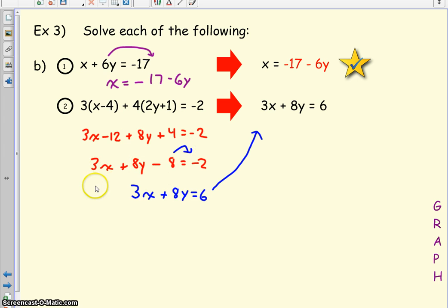I collected my like terms, brought the minus 8 over to the other side, added 8 to both sides, and just simplified the equation so it became a little bit neater to work with. So I got 3x plus 8y equals 6, which is nicer than what we started with.